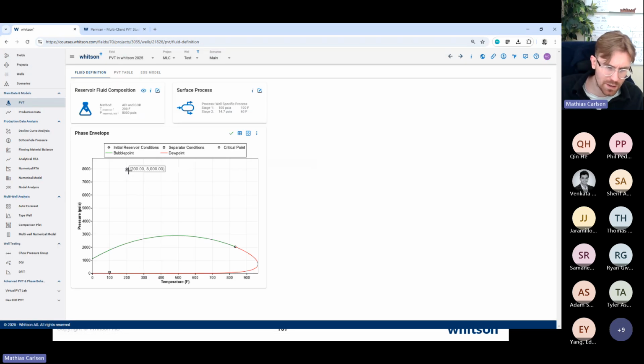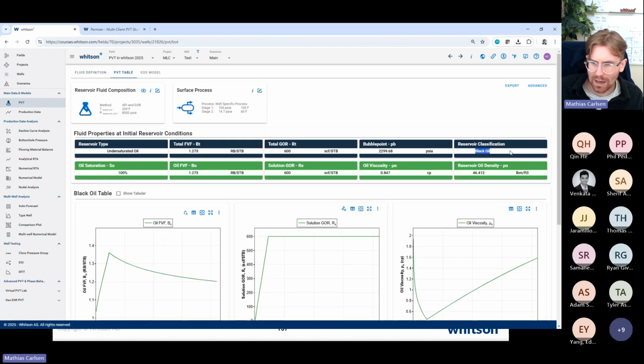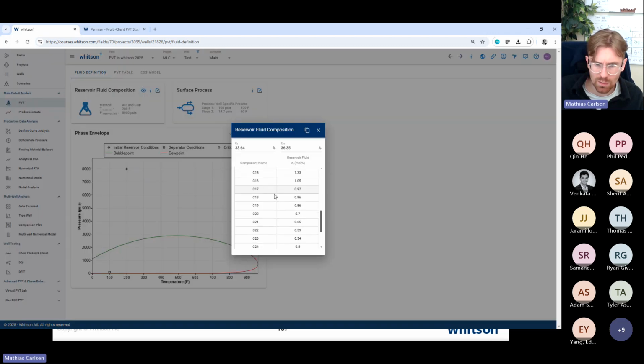Now we're to the left of the critical point. We're dealing with black oil, and we could go to the PVT table and we see that we're dealing with the black oil with now a bubble point. Same equation of state in the background, just a different composition. How do we know what the composition that's predicted has been?